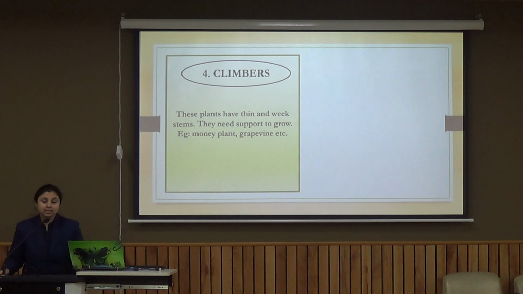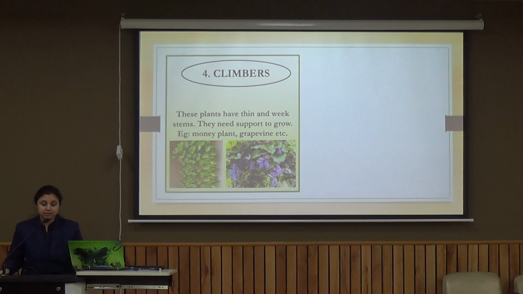The next is climbers. These plants have a thin and weak stem. They need support to grow. Some examples are money plant, grapevine.